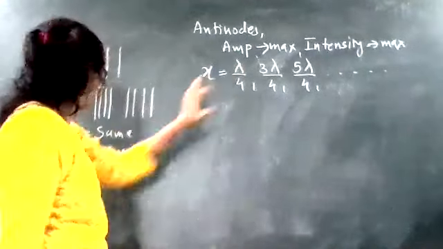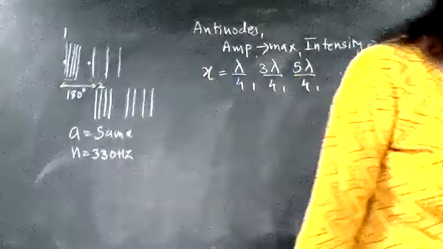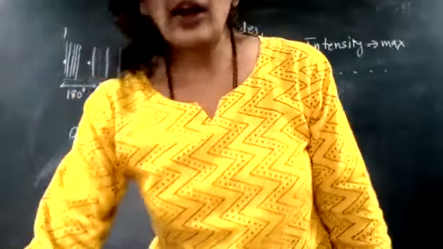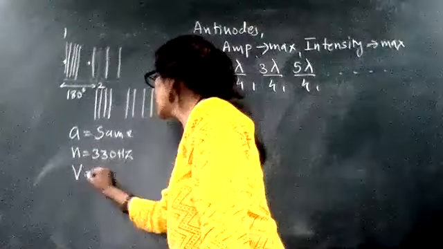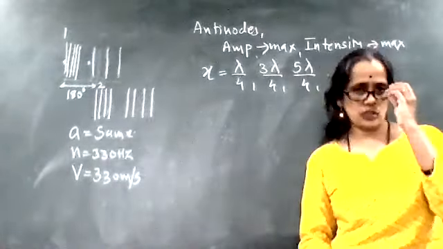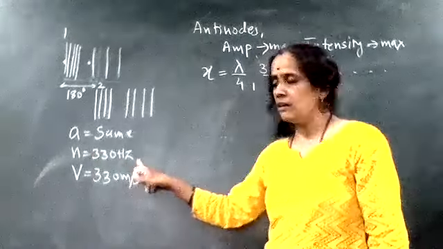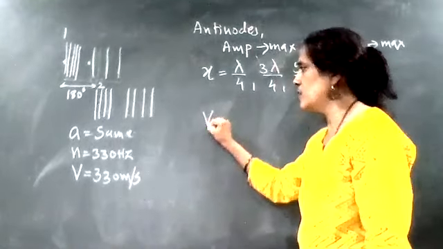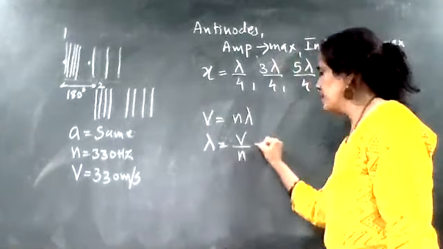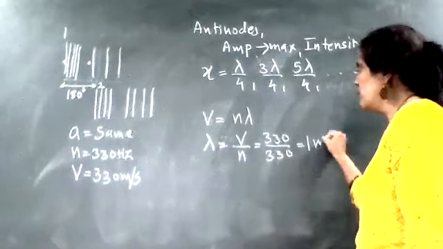And what is given to you? The frequency is already given. So I can find out the velocity. The standard velocity of sound is 330 meter per second. So V is 330 meter per second, and frequency is 330 hertz. The formula is V is equal to n lambda, therefore lambda is equal to V by n. So velocity is 330, frequency is 330, which means lambda is 1 meter.